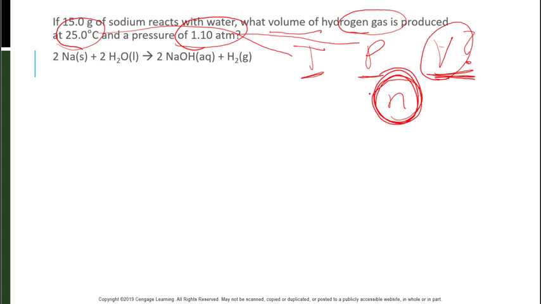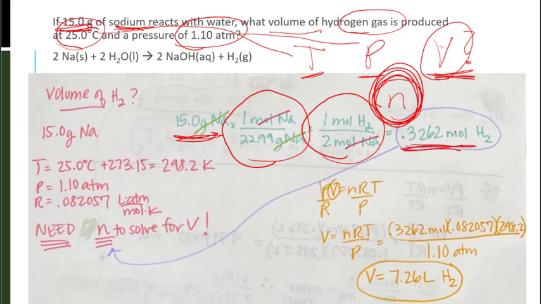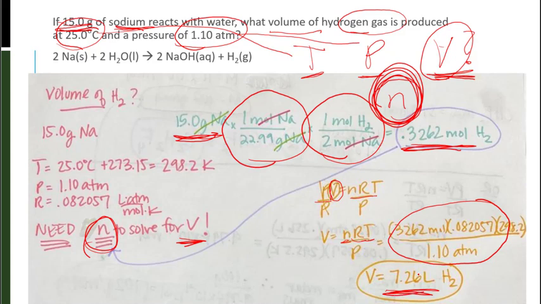So, how do we get the moles if I'm starting with grams of sodium? Well, hopefully we can use some stoichiometry. I'm starting with grams of sodium, so let's go grams to moles, and then moles to moles. That will give me my n, my moles of hydrogen gas. That will allow me to solve for V. PV equals nRT. I'm going to solve for V, so divide both sides by pressure. So n times R times T, all divided by P. If I plug and chug, I should get a volume of 7.26 liters of hydrogen gas.